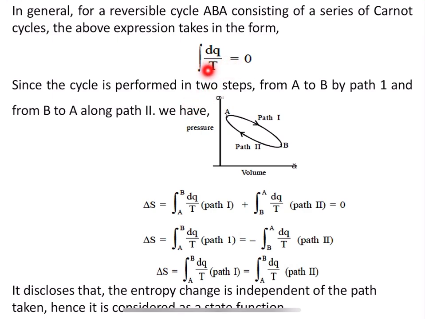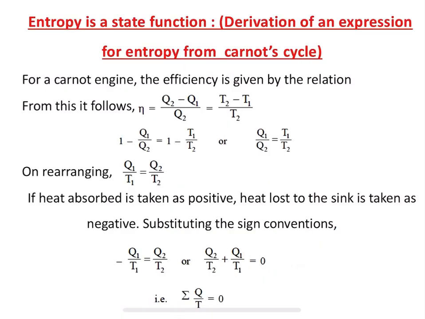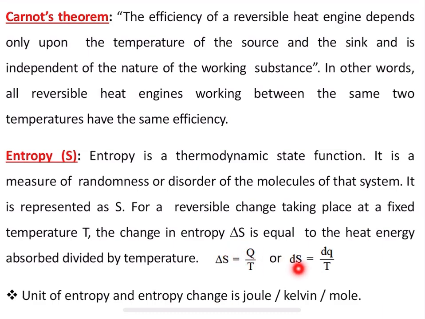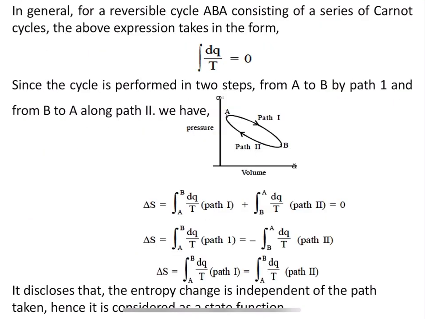If we do the integration of the above expression, just like how we have seen here, we are going to write it in a derivative form. So here dS is equal to dq divided by T. In the same way, this equation takes the form that the integration of dq divided by T will be equal to 0. Since the cycle is performed in 2 steps, that is A to B and B to A, A to B is called path 1 and B to A is called path 2.